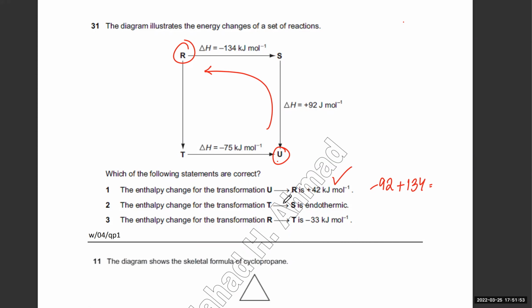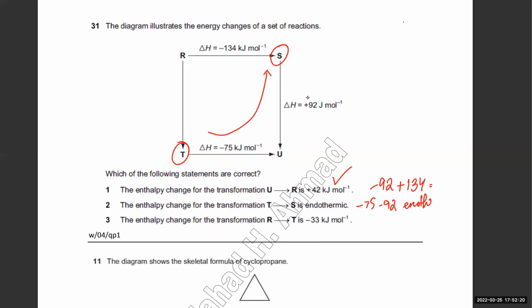The enthalpy change for the transformation T to S. So where is T and where is S? That's how you're going to reach T to S. So this is minus 75, right? Yes. And this one is going to be minus 92. So it's going to come out to be exothermic, right? Yes, sir. It's going to have a negative sign. So that is wrong.